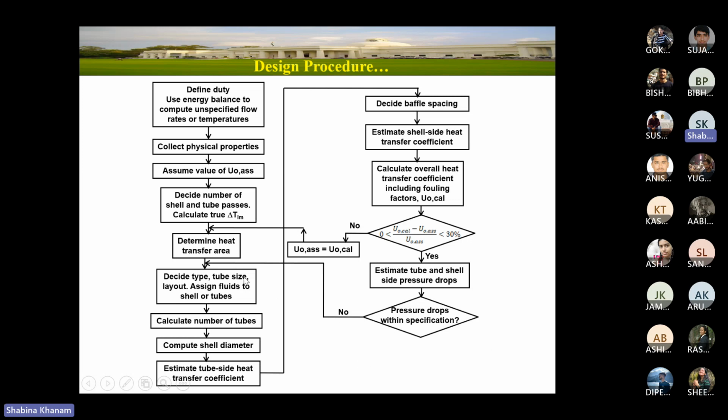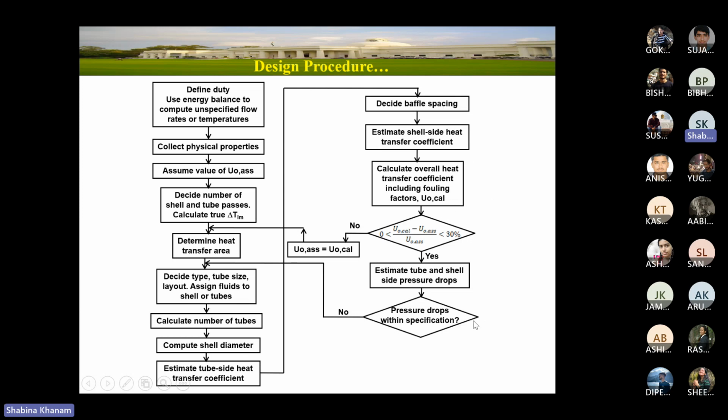Like if I change the triangular pitch to a square pitch, you can have a change in shell diameter. You may not find a change in the number of tubes, but you will find a change in shell diameter. Okay, and once you have the shell diameter, all shell side calculation will change.